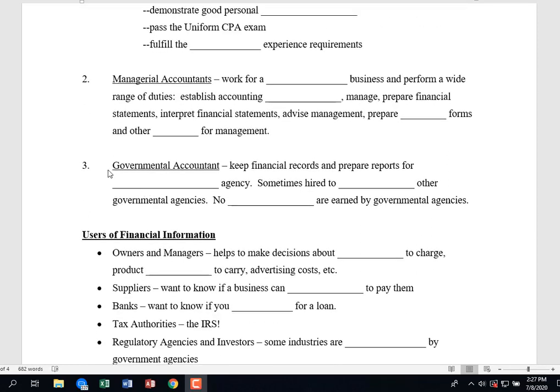A third option would be a governmental accountant, or a not-for-profit accountant.